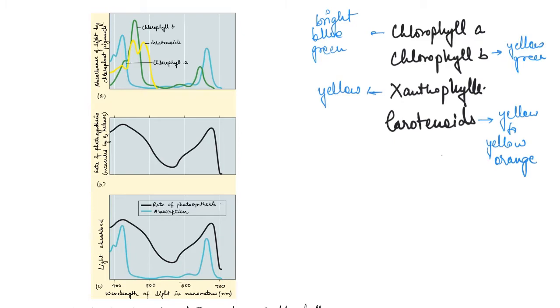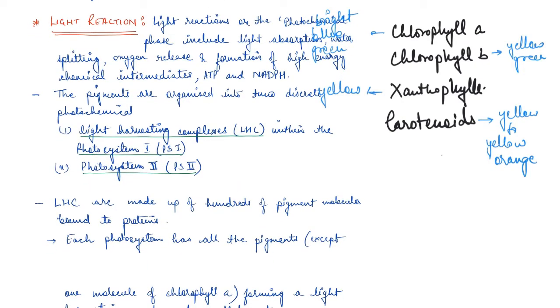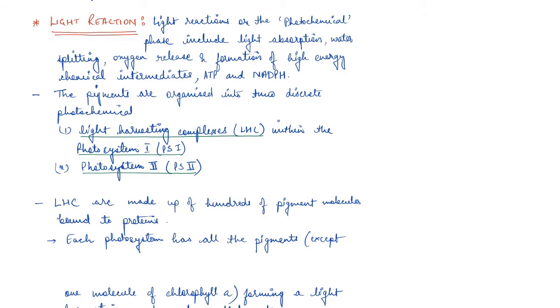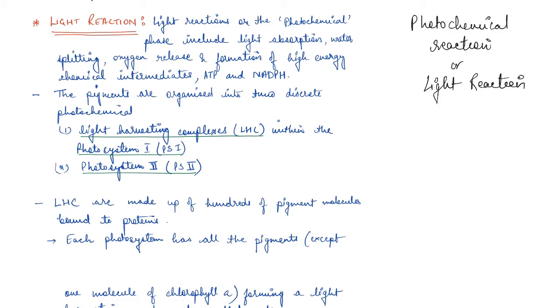Now let's see what is light reaction. Let's study about the light reaction. Now guys, light reaction, also known as photochemical reaction. The light reactions include light absorption, they split water, so water splitting, and oxygen release, right?